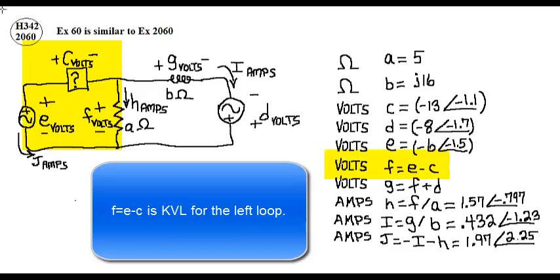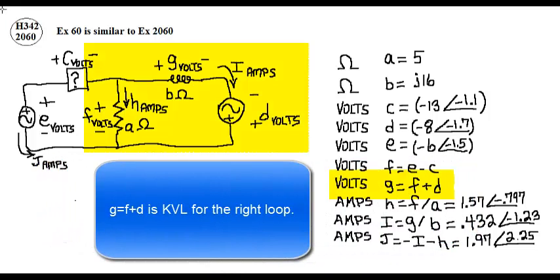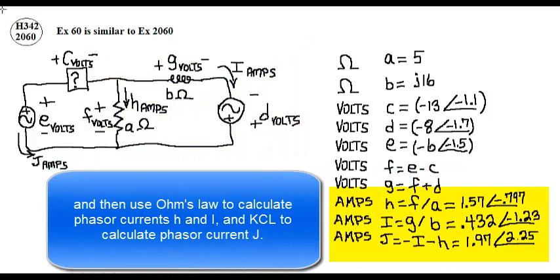F is E minus C, that's Kirchhoff's voltage law for the left loop. G equals F plus D, that's Kirchhoff's voltage law for the right loop. Use Ohm's law to calculate current H and I, and Kirchhoff's current law to calculate J.